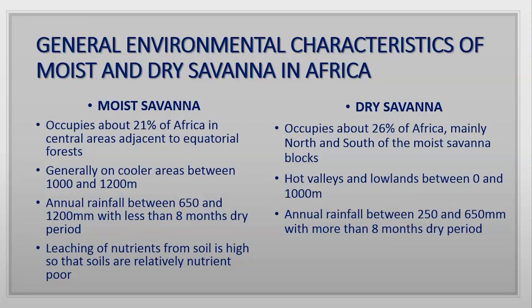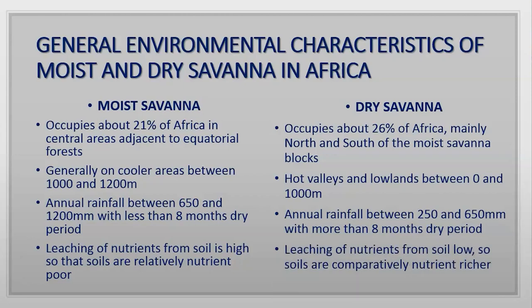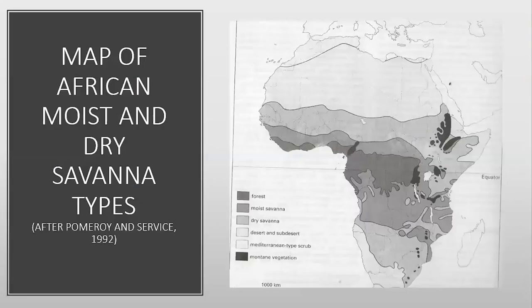So because of the high amount of leaching from the higher rainfall, the nutrients in the soils tend to be relatively poor, while in the drier savanna, the nutrients in the soil are not leached, so soils are comparatively rich. Just another map of Africa again, just to show you the two differences.